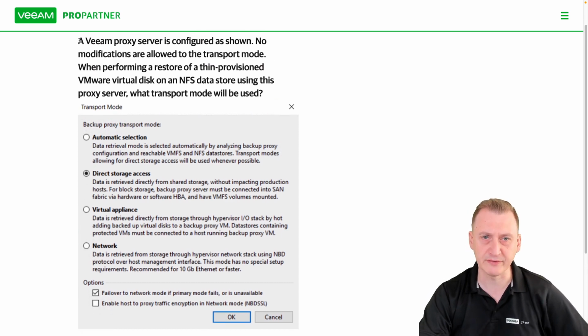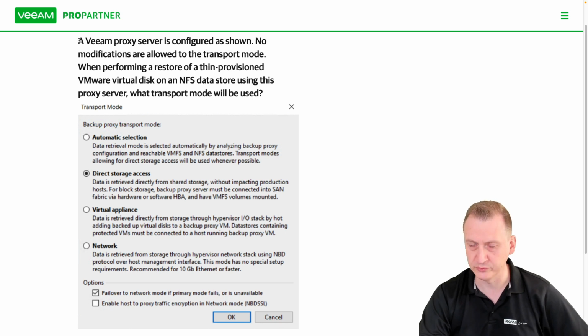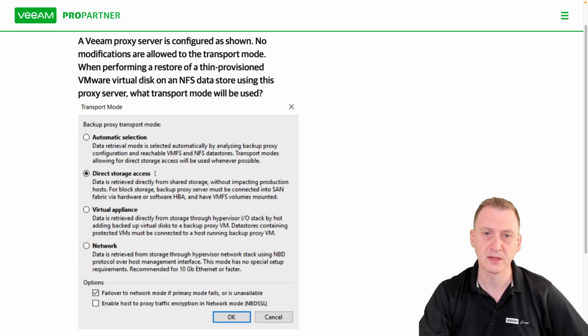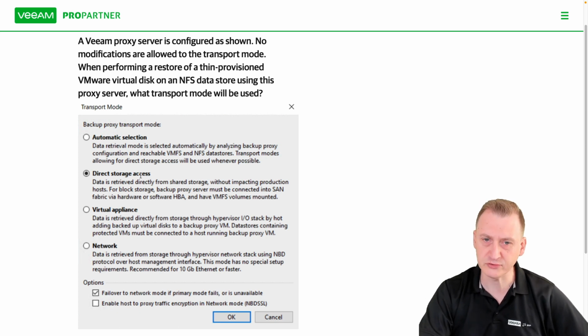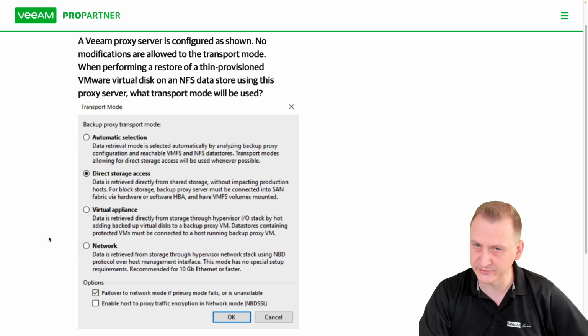The only thing we know is we have a proxy, could be physical, could be virtual, completely unimportant. And we know that the radio button is set to direct storage access. So we know it will try to use direct NFS via this direct storage access option. But we don't know if it has access via the network to the NFS environment. If it does not, it will fail over to network mode. Since we don't know if it has that or not, we can't correctly give an answer here, actually.